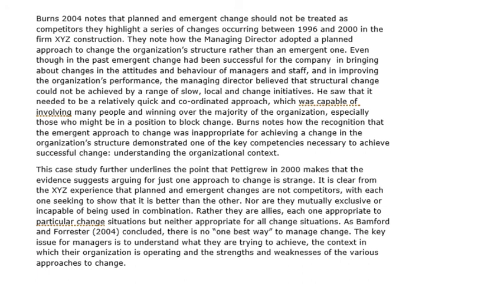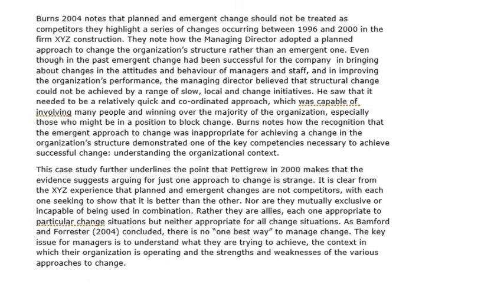Burns notes how the recognition that the emergent approach to change was inappropriate for achieving a change in the organisation's structure demonstrated one of the key competencies necessary to achieve successful change: understanding the organisation's context. This case study further underlies the point that Pettigrew in 2000 makes, that the evidence suggests arguing for just one approach to change is strange. It is clear from the XYZ experience that planned and emergent change are not competitors, with each one seeking to show that it is better than the other, nor are they mutually exclusive or incapable of being used in combination. Rather, they are allies, each one appropriate to particular change situations, but neither appropriate for all change situations.